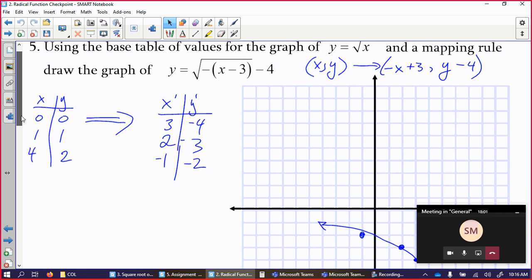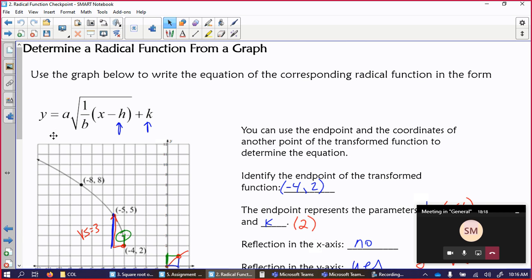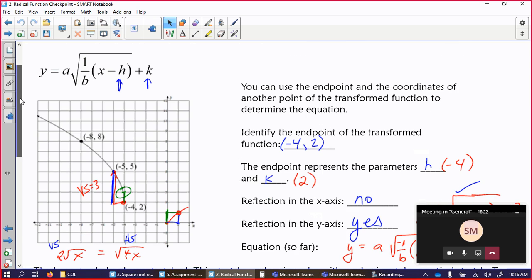We looked at a table of values. So again, we're going to do radicals. We're going to eventually do exponentials and logarithmic functions. And the graphing is all done based on this kind of mapping rule idea. Once you get the idea with the shape, you're generally okay.